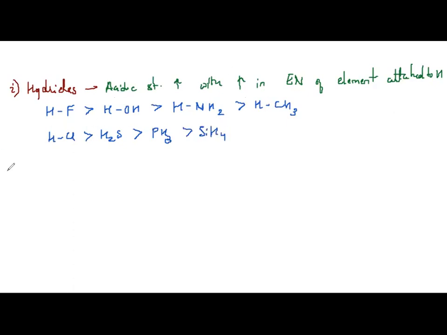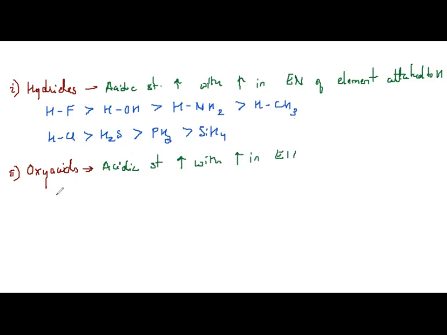The second one is about oxyacids. Now, what are oxyacids? Oxyacids are those in which oxygen is attached to hydrogen. The removable hydrogen should be attached to oxygen. So among oxyacids of the same type formed between elements, acidic nature, or you can say acidic strength, increases with increase in electronegativity.